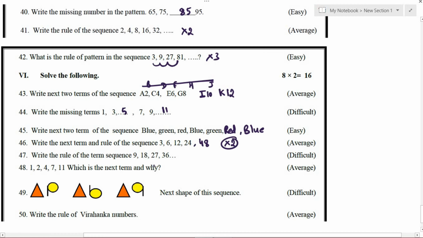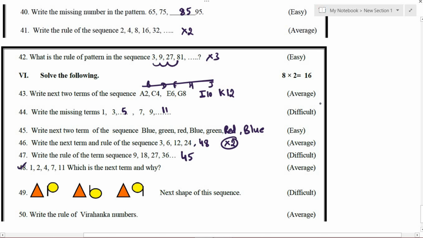Write the rule of the sequence. Here he added 9 to each term to get the next number: 9, 18, 27, 36. 18 plus 9 is 27, 27 plus 9 is 36. Add 9 to the present number.